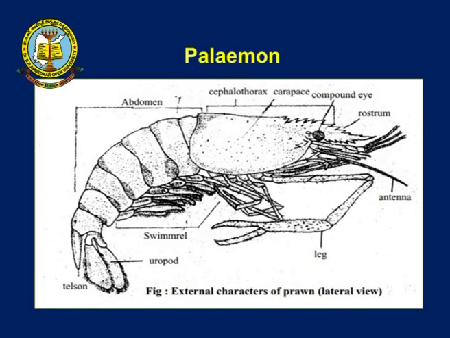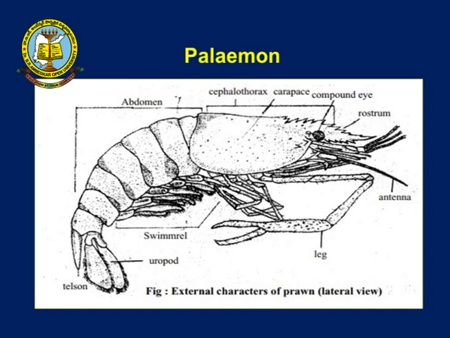Now, if you can see the picture over there, the prawn is divided into two parts. The first part is the cephalothoracic region, and the ventral part is the abdomen region consisting of 6 segments. The head and the thoracic region combined together are called the cephalothoracic region. The cephalothorax is covered by the carapace, which has compound eyes. All arthropods have compound eyes.